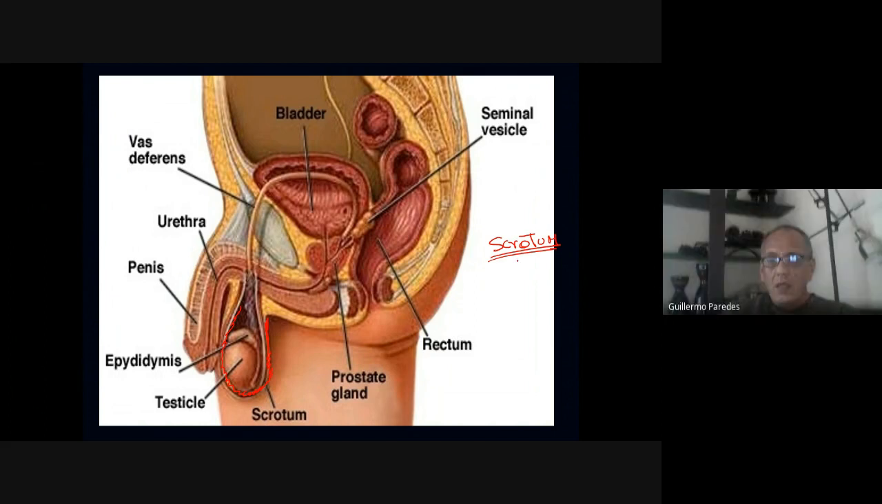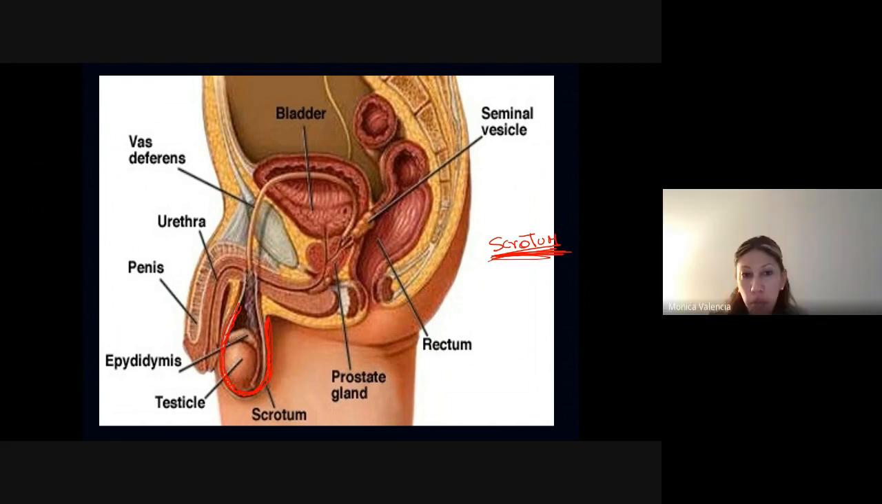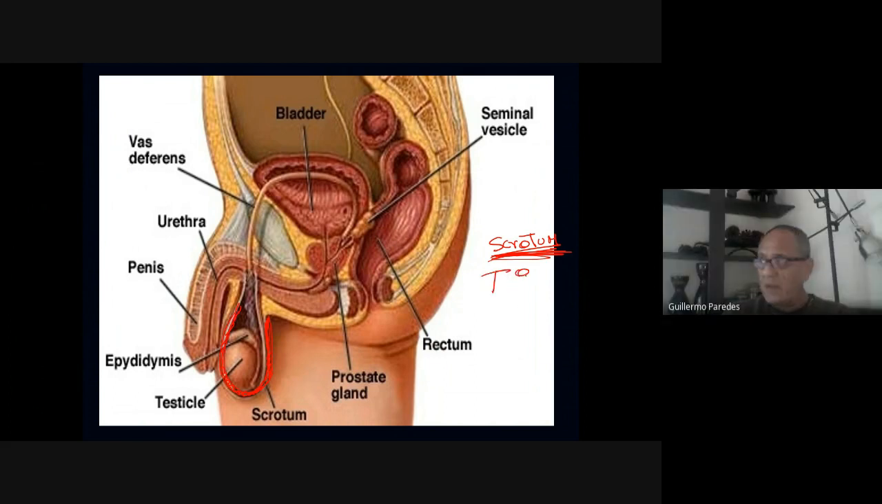Now, why is the scrotum going to be outside of the body, in between the legs? For the temperature? Temperature, very well. Inside the testicle is where spermatogenesis happens. Spermatogenesis is the formation of the spermatozoids. The production of spermatozoids is very sensitive to the temperature.